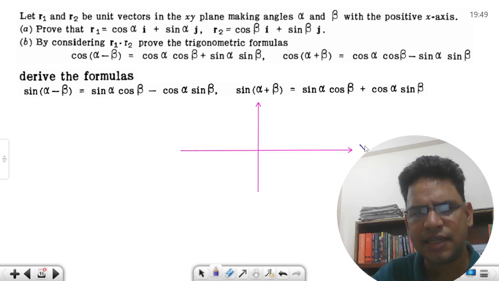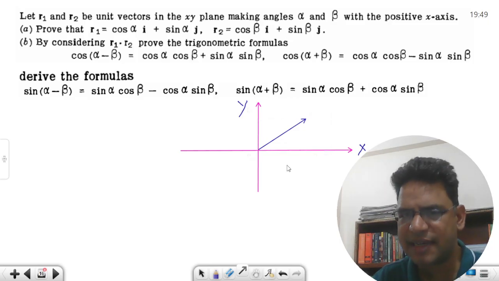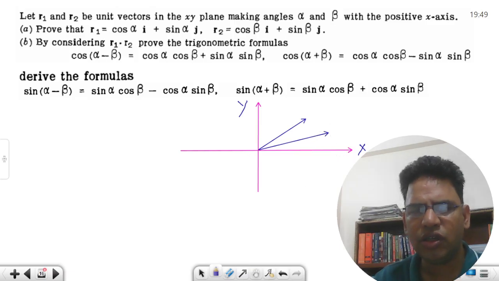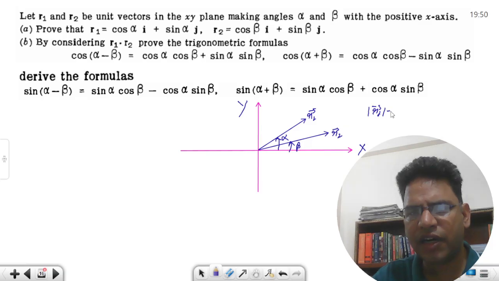So this is the x-axis, and this is the y-axis. Now suppose this is the r1 vector, which is a unit vector making angle alpha with the x-axis, and then we have the r2 vector, which makes angle beta. They are unit vectors, so the magnitude of r1 equals the magnitude of r2 equals 1.